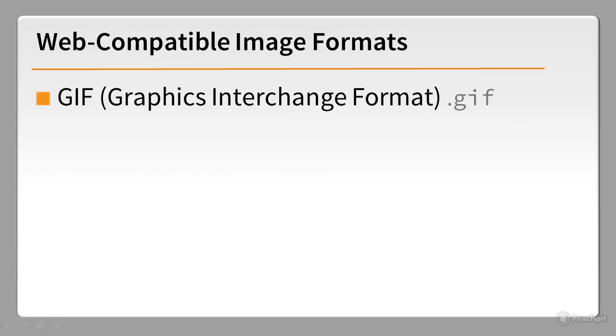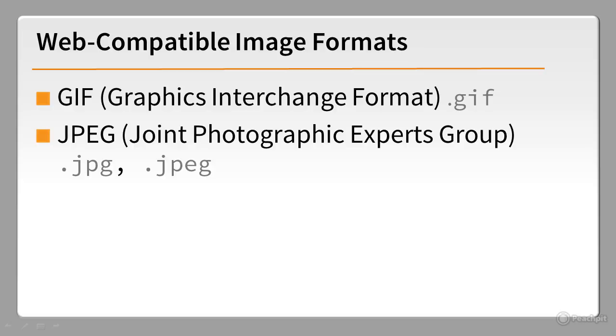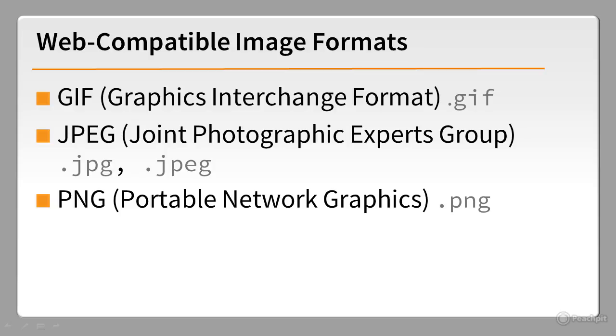GIF is one of the oldest formats and it's supported by all browsers. Many people pronounce it GIF. However you pronounce it doesn't really matter, but the file name extension is always .gif. JPEG has also been around for a long time and is universally supported. The file name extension is usually .jpg, but .jpeg is sometimes used. And PNG is a more recent format. Apart from some problems with Internet Explorer 6, it's fully supported by all browsers in widespread use.